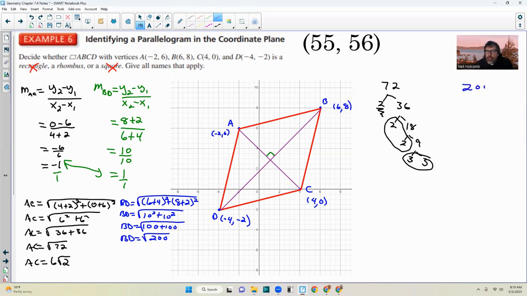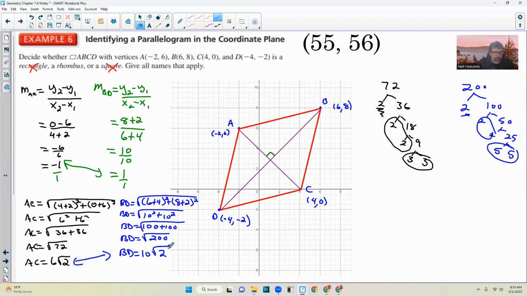So when I do the square root of 200 and I do a factor tree, that's 2 times 100. That's 2 times 50. That's 2 times 25. And 25 is 5 times 5. So there's my prime factorization, a pair of 5s and a pair of 2s. 5 times 2 is 10. That can come outside. And then what's alone stays under the radical. So as you can see, AC is 6 square root 2 and BD is 10 square root 2. They're not equal and they're perpendicular. So therefore this is a rhombus. And that's how you do a coordinate plane parallelogram identification.